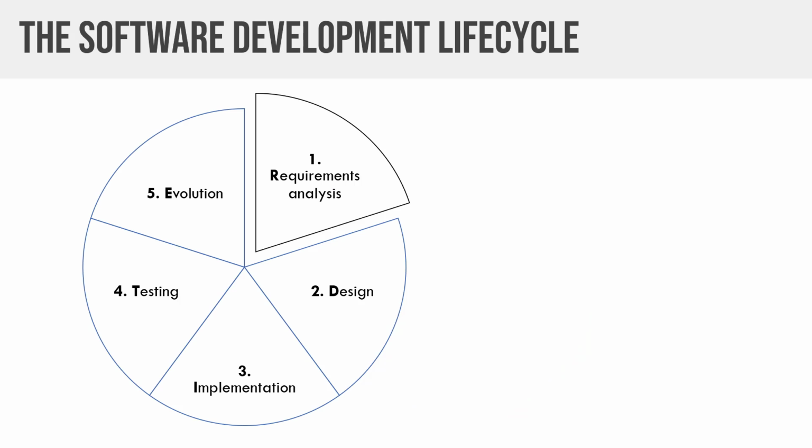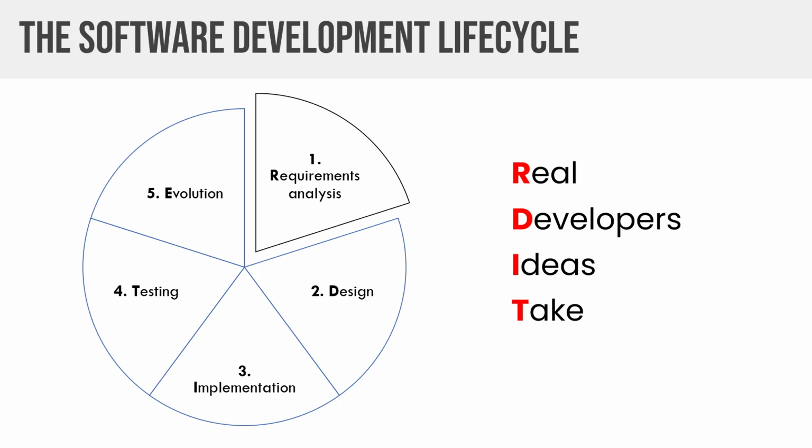The software development lifecycle. You want to be familiar with the 5 phases of the software development lifecycle. So phase 1, requirements analysis, phase 2, design, phase 3, implementation, phase 4, testing, and phase 5, evolution. I have for you here a memory device to help you lock these 5 phases in to your mind. Real developers' ideas take effort.